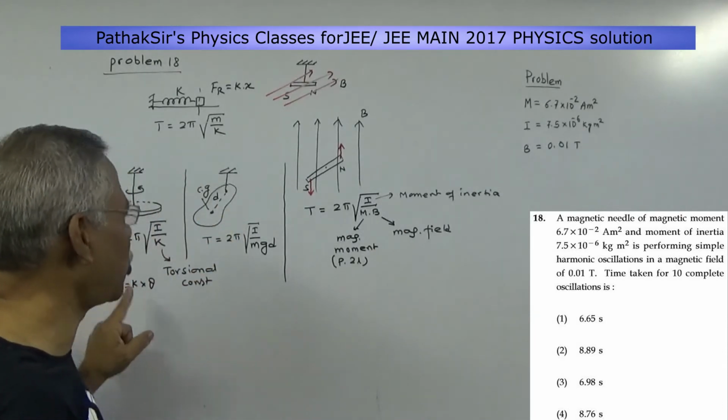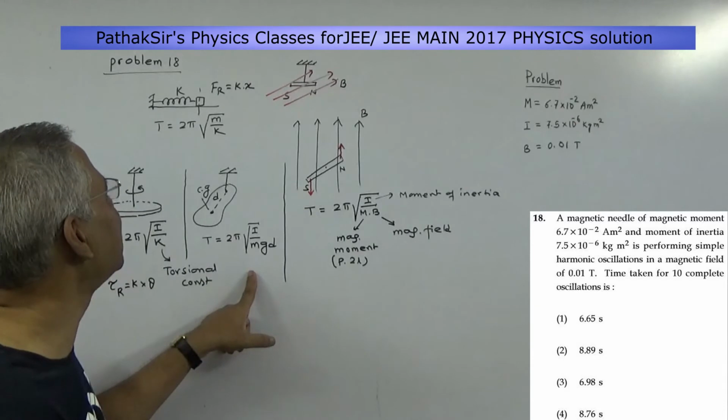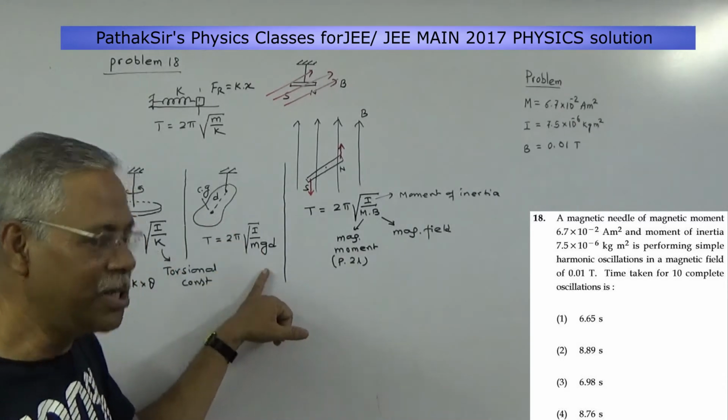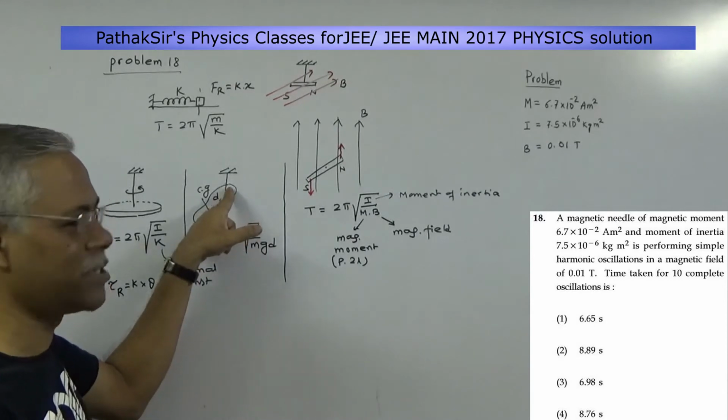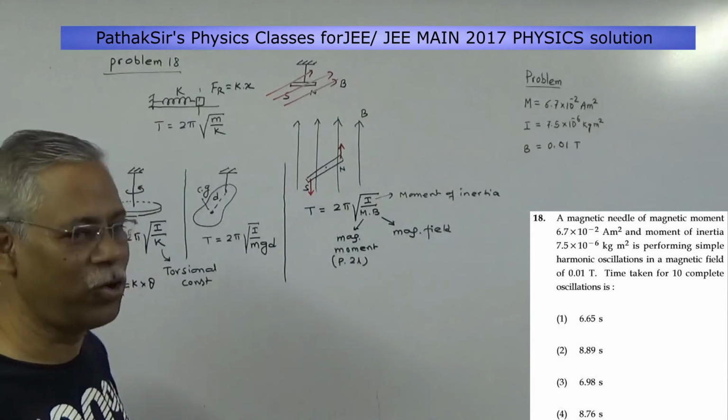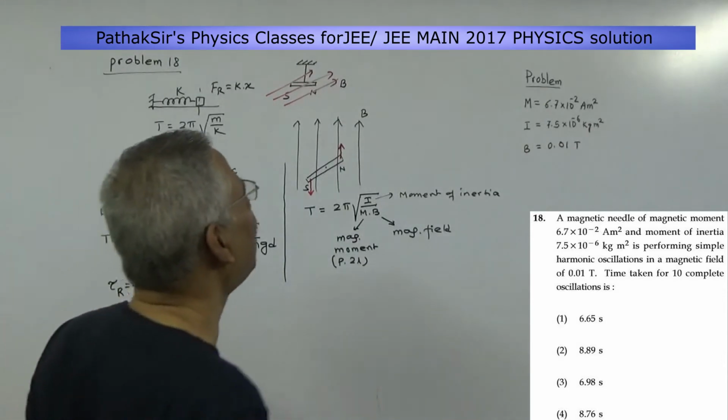In this case k is the torsional constant, and in this case there is no k but 2 pi root over I by mgd, where d is the distance between the point of suspension and the center of mass, and in this case T equal to 2 pi root over I by mB. So let us solve the problem.